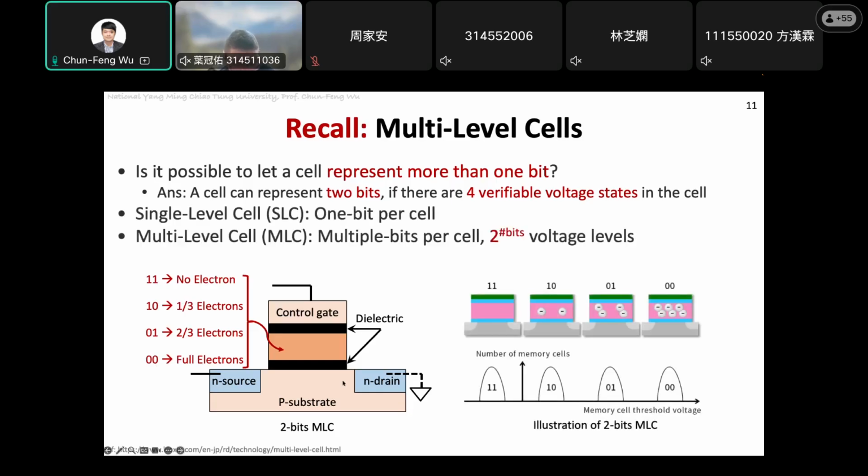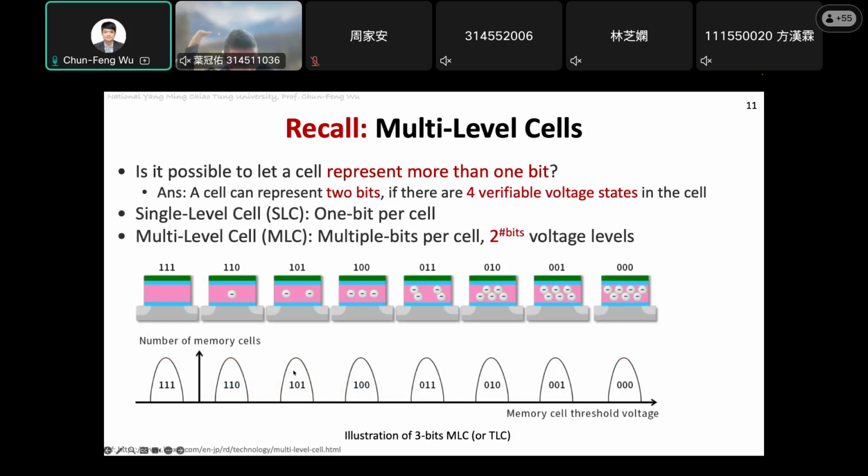If there are 3 bits, we need 9 different states, which means no cell charge, so no electrons, up to 4 electrons, and in between you can think of it as 1n, 2n, 3n, like this. Then you can map this to like 110 when you only have very few electrons, and 000 means you have a lot of electrons. So this is the concept of multi-level cells.